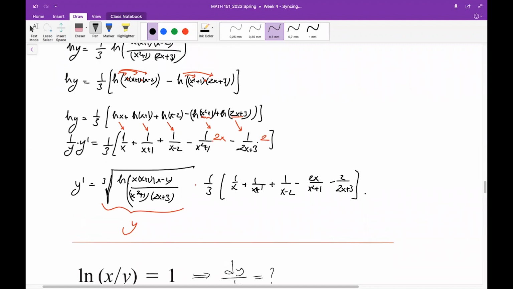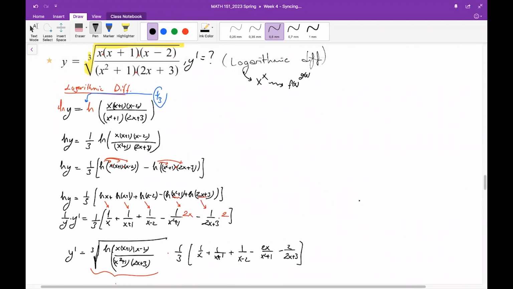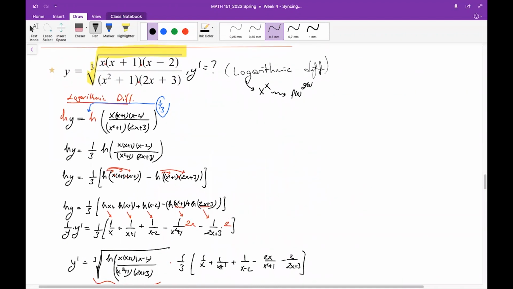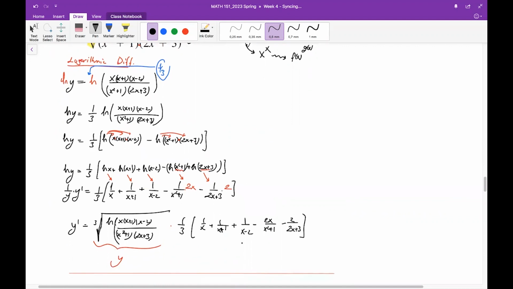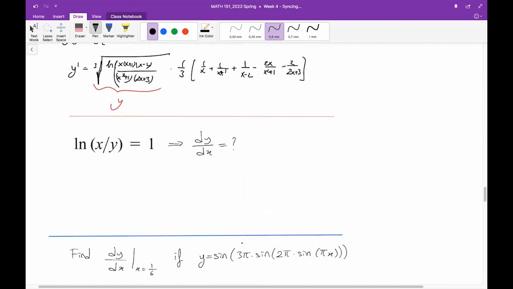Okay? So sometimes it makes sense to apply logarithmic differentiation even if your form is not like x to the power x form. But if your function is too loaded, like too complicated, consisting of too many compositions, logarithmic differentiation helps, as you can see. Any question? Okay, let me move on.